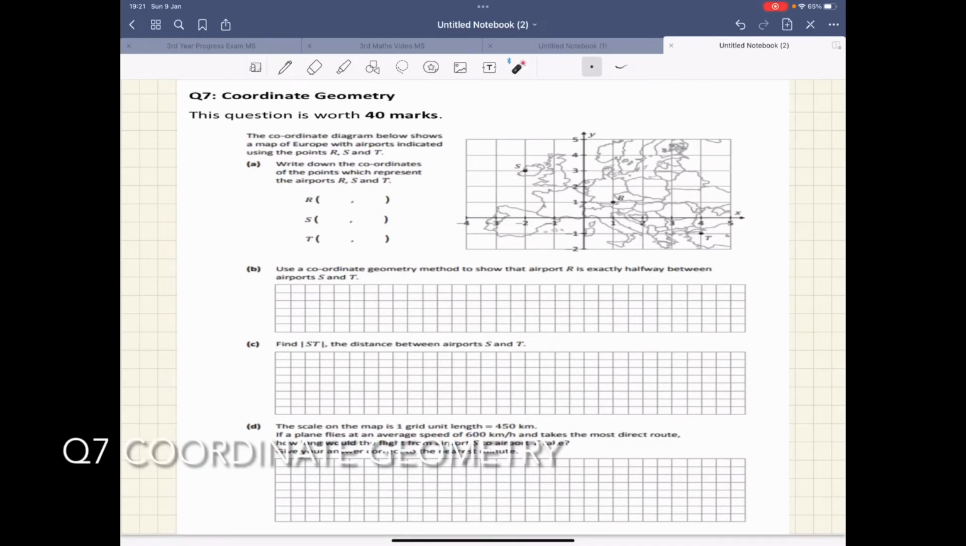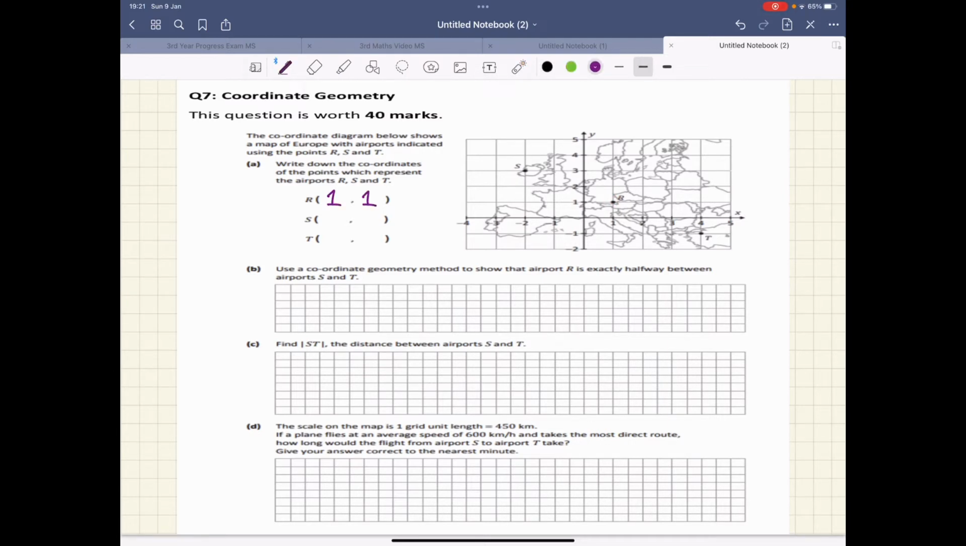Okay, so question 7 was a coordinate geometry question. And part A says write down the coordinates of the airports R, S and T. So let's start with R. So there's R there. It's 1 on the x-axis and 1 on the y-axis.